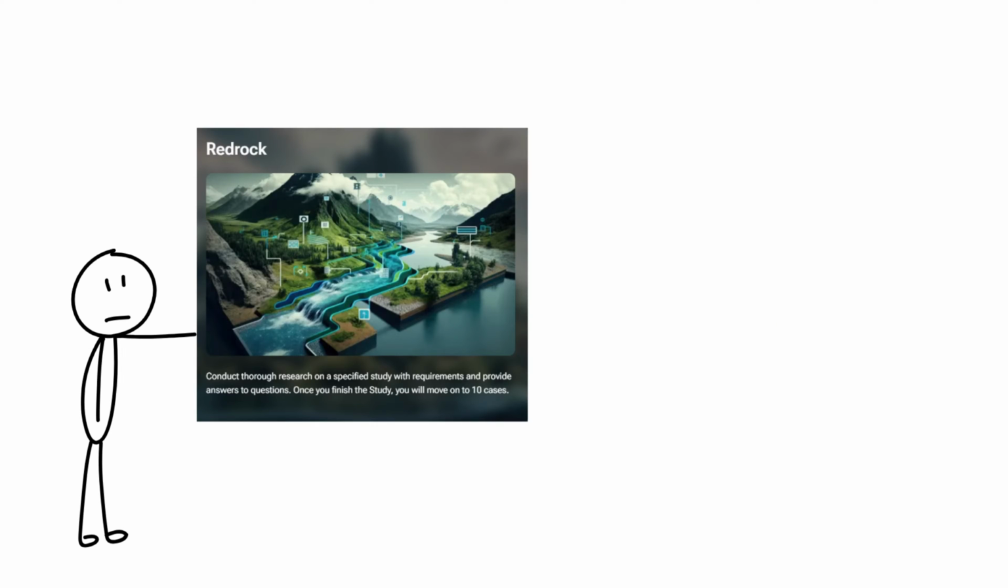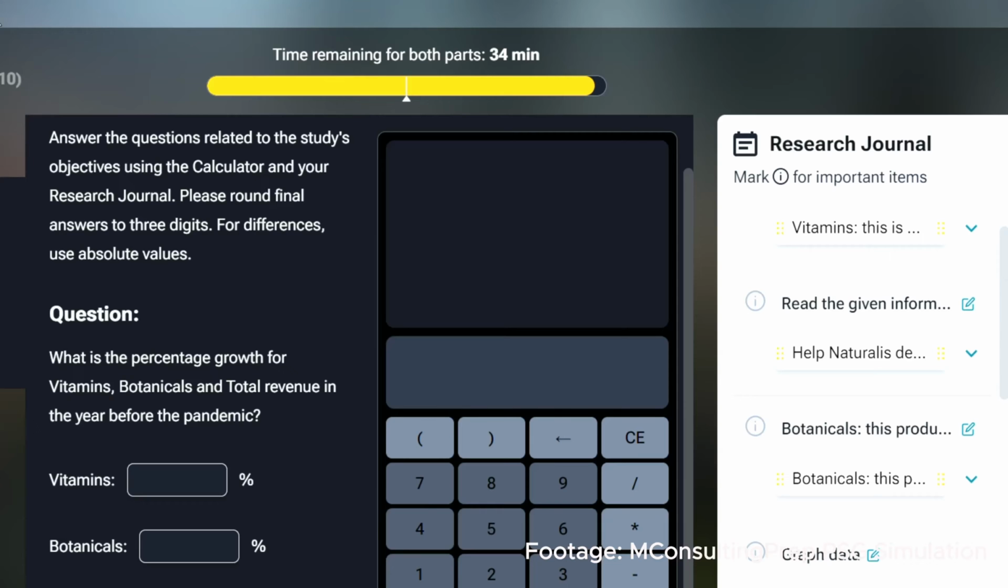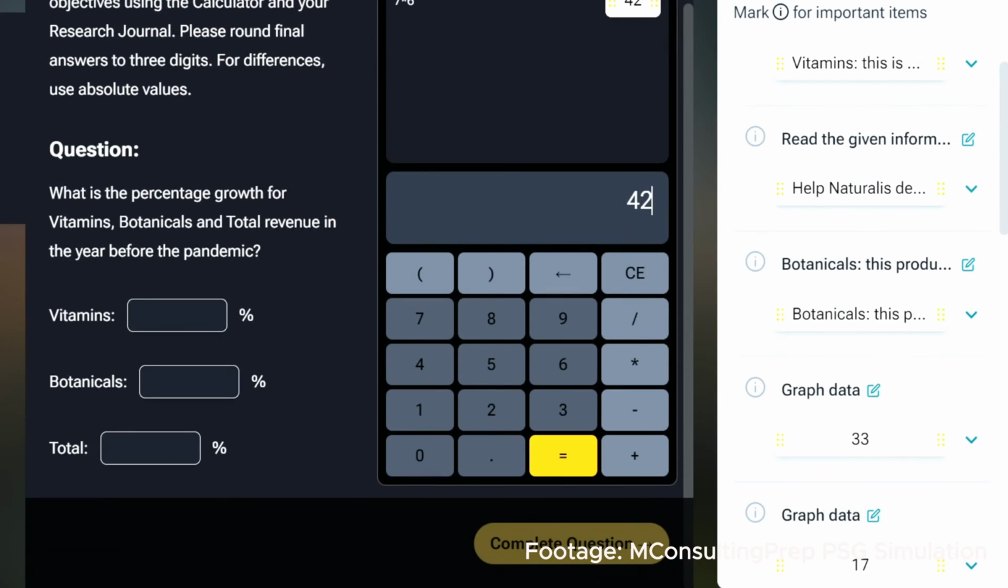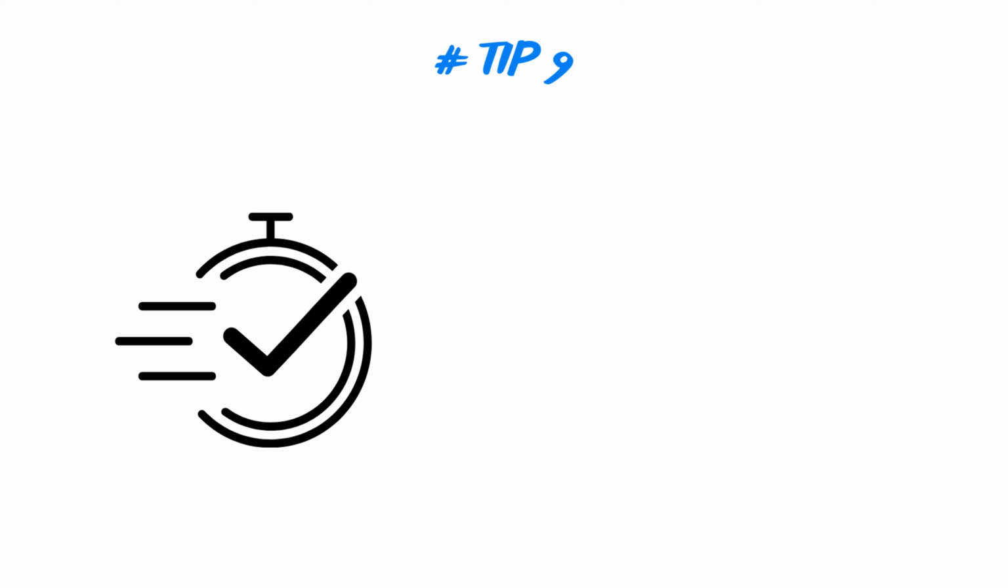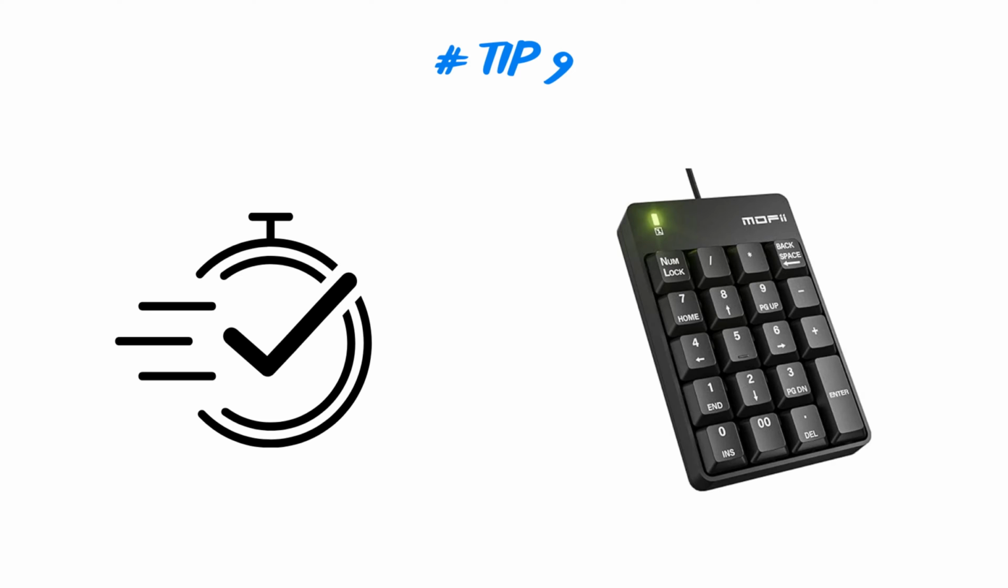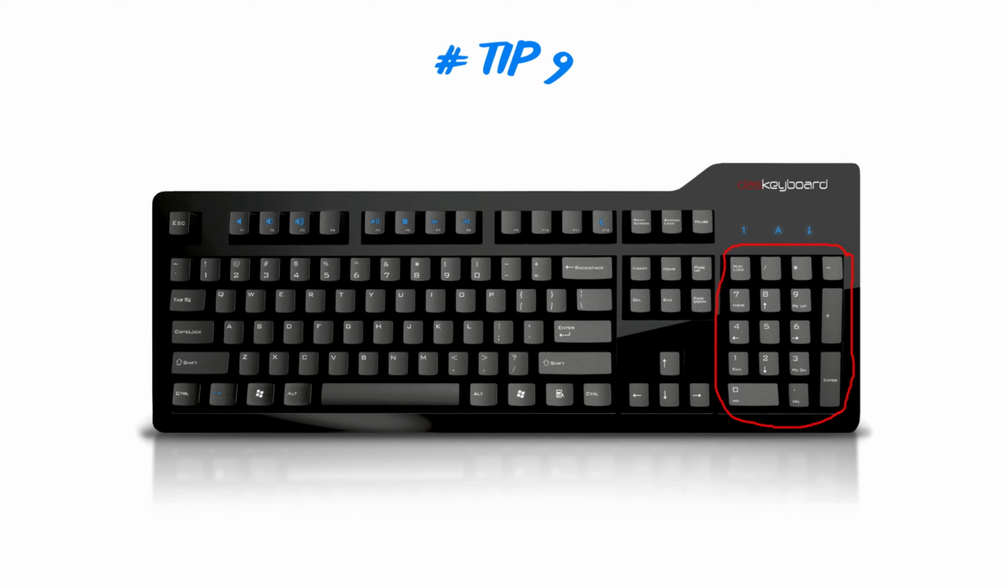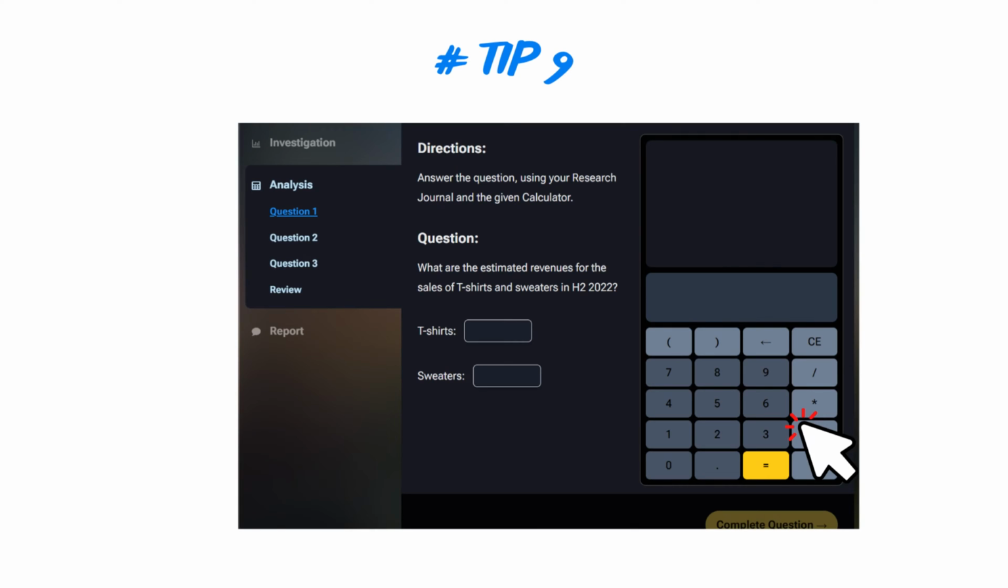Next, for the Redrock Study Task, here are 3 important tips. Tip number 9. Use the keyboard numpad. Redrock Study Task requires you to use the on-screen calculator to input the results of your calculation. However, you can speed up this process by using the keyboard numpad. You can also use the number keys if you prefer, or do not have a numpad. Either way, it is much faster than clicking on each character of the on-screen calculator.